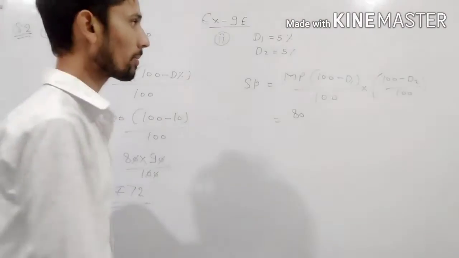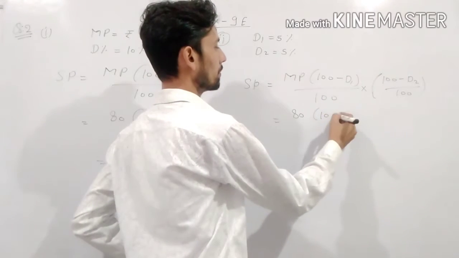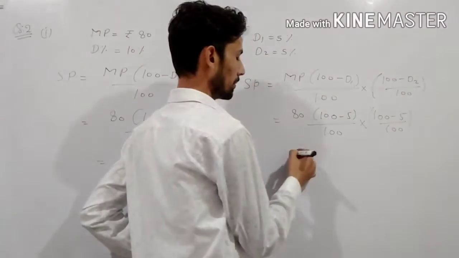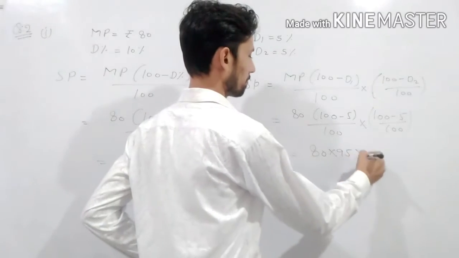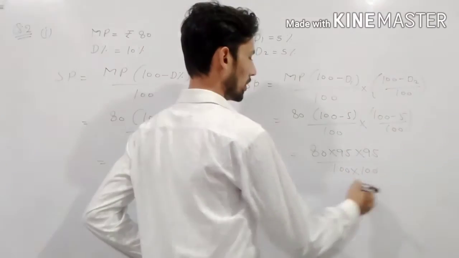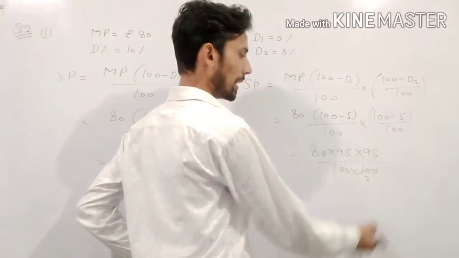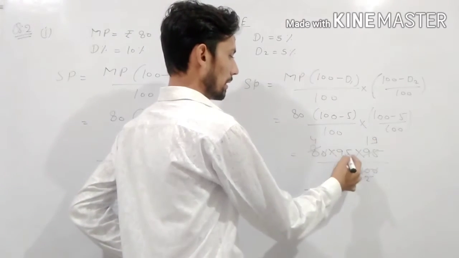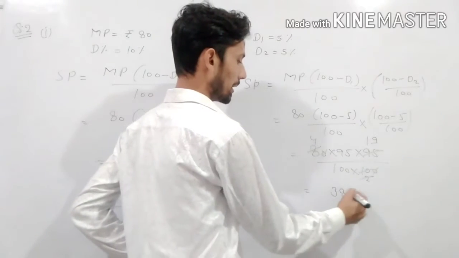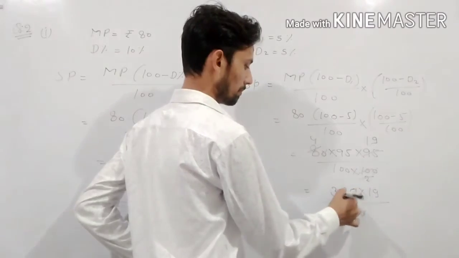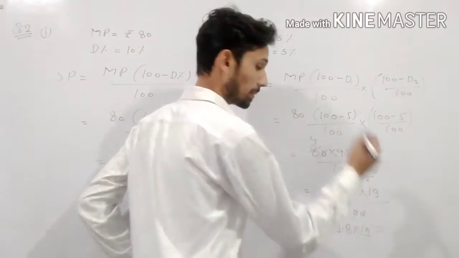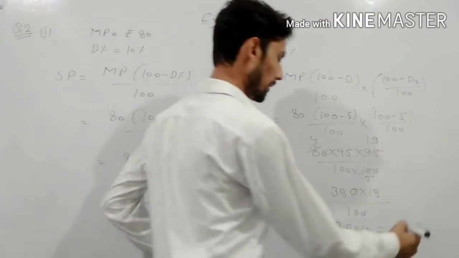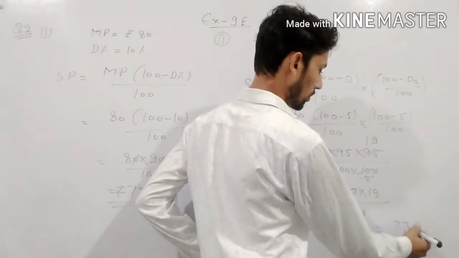Same as MP is 100, (100 minus 5) upon 100 into (100 minus 5) upon 100. 100 multiply 100, 0 cancel with 0. 5 2s are 10, 5 1s are 5, 5 9s are 45, 2 4s are 8, 4 5s are 20, 4 9s are 36, 38. 3.8 multiply 19, that is equal to 19 8s are 152, carry 15, 19 3s are 57 and 15, 73, so 73.2 rupees.